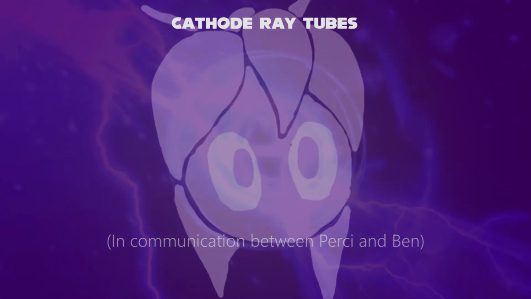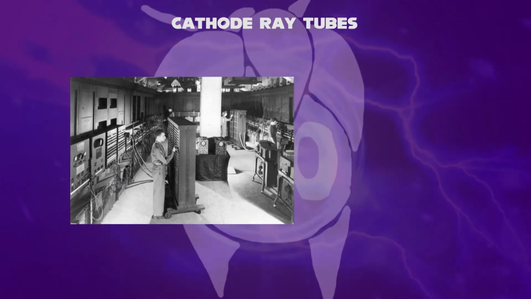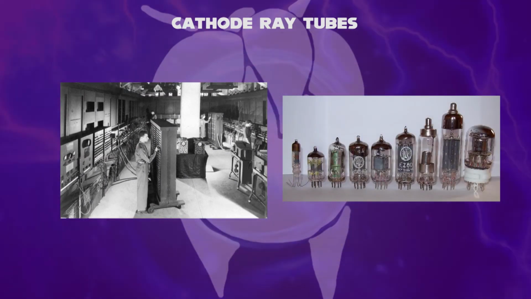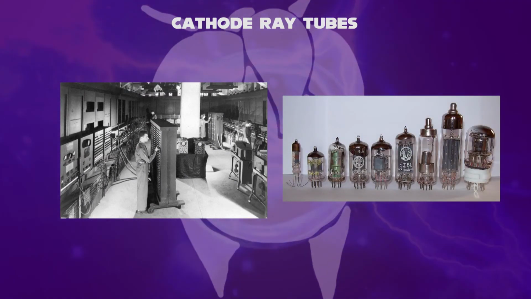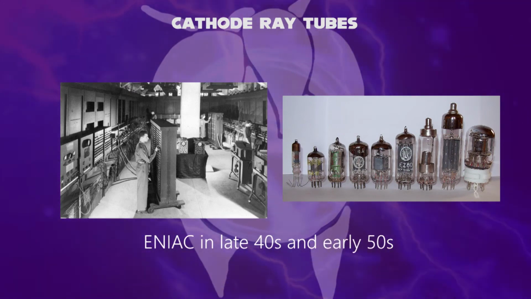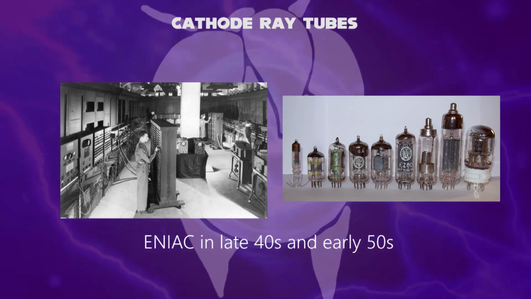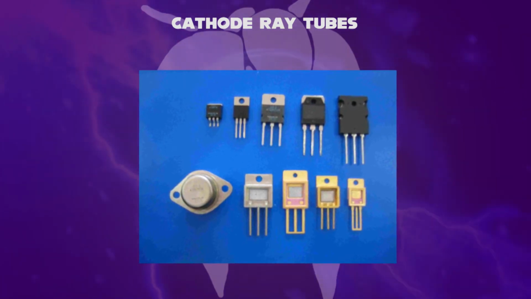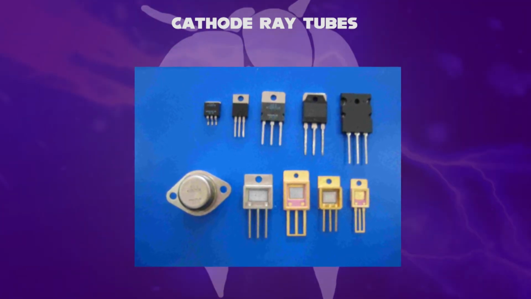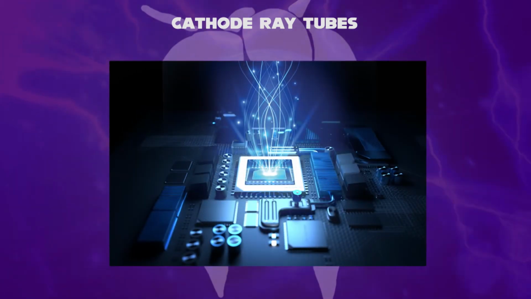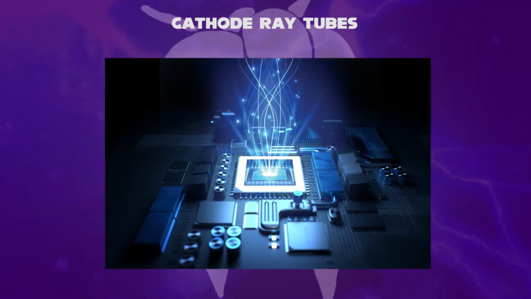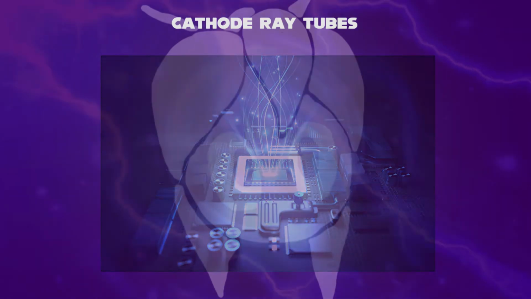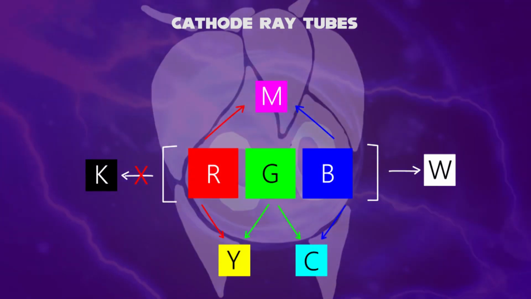Cathode ray tubes. Well, Percy, even though vacuum tubes were used back in the 50s, according to ENIAC, that is electronic numerical integrator and computer. Then the next generation used transistors in the 1960s, then very large-scale integration in the 70s. Screen pixels use RGB, that is red, green, and blue.